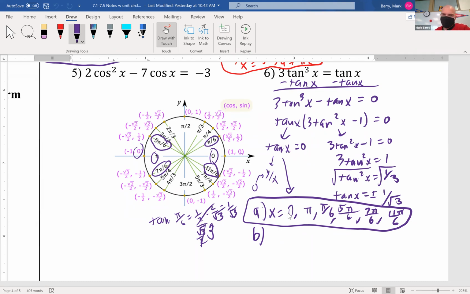So 0 gave us the answer of 0 and pi. Positive 1 over rad 3 gave us pi over 6 and 7 pi over 6, and then negative 1 over rad 3 for tan gave us 5 pi over 6 and 11 pi over 6, okay?